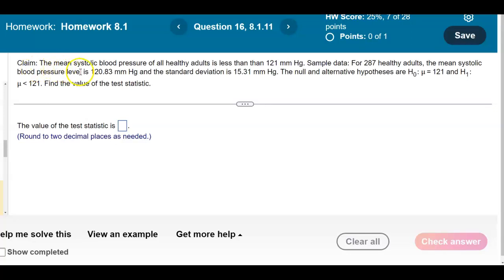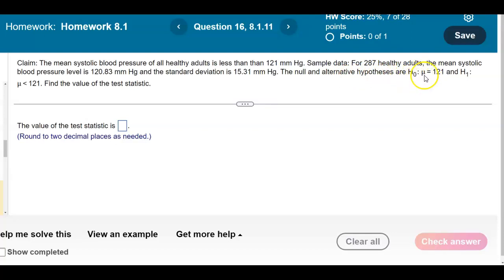Claim: the mean systolic blood pressure of all healthy adults is less than 121 millimeters of mercury. Sample data: for 287 healthy adults, the mean systolic blood pressure level is 120.83 millimeters of mercury, and the standard deviation is 15.31 millimeters of mercury. The null and the alternative hypothesis are given to be the following.